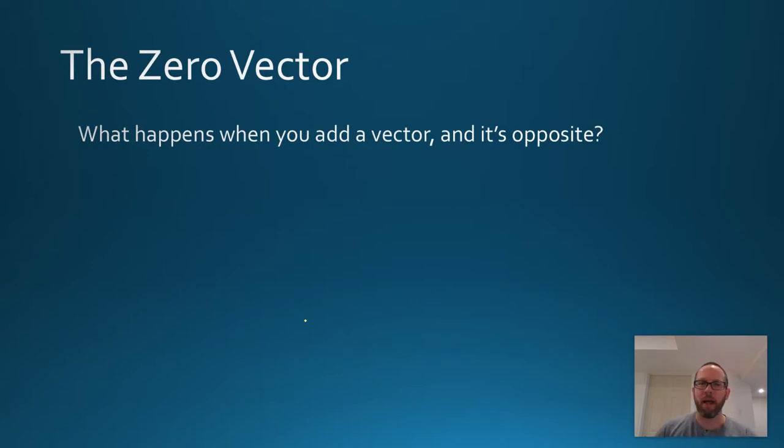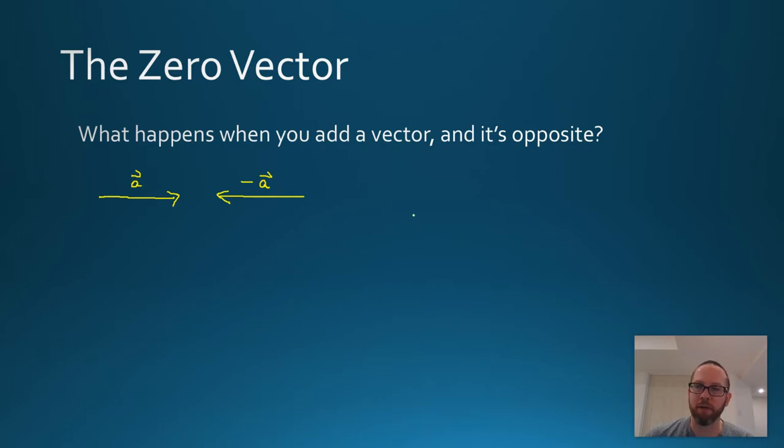All right, let's talk about what happens when we add a vector and its opposite. So say we have some vector A, and let's add its opposite. So there's vector A. The opposite vector, minus A, would look something like that. So it would have the same magnitude, just pointing in the opposite direction.